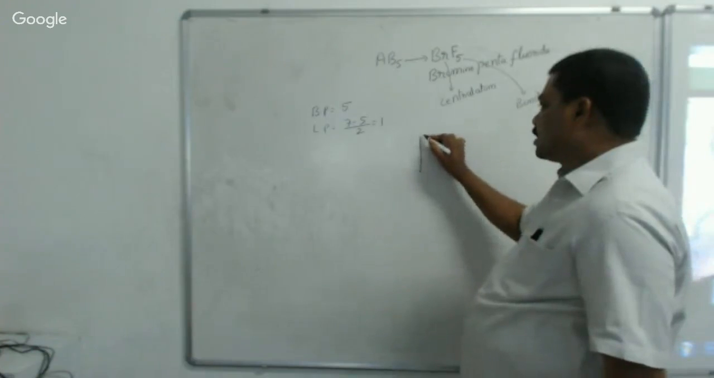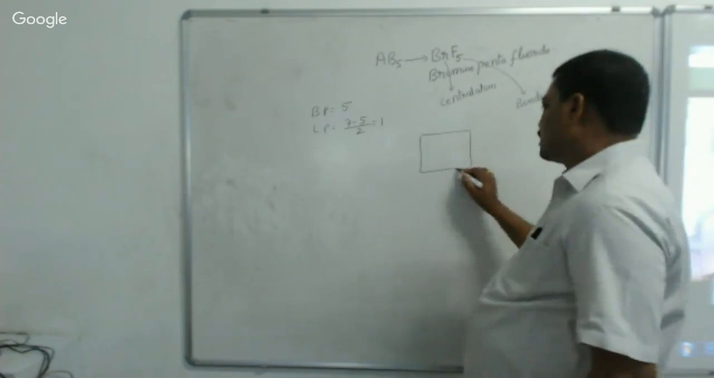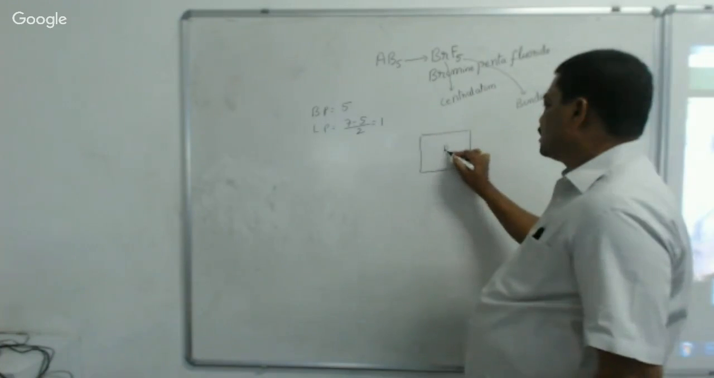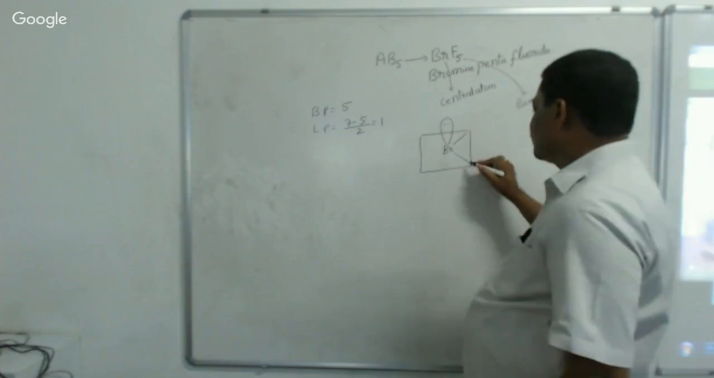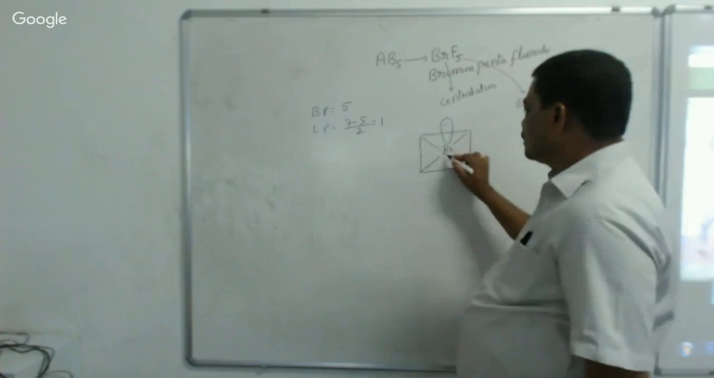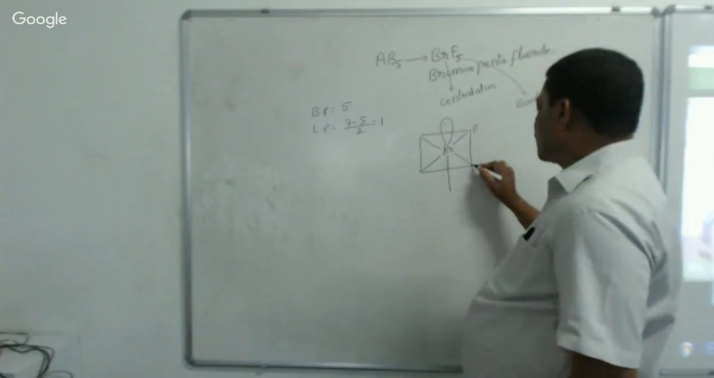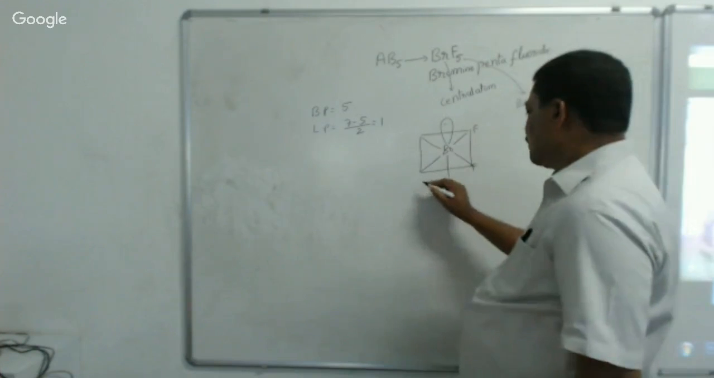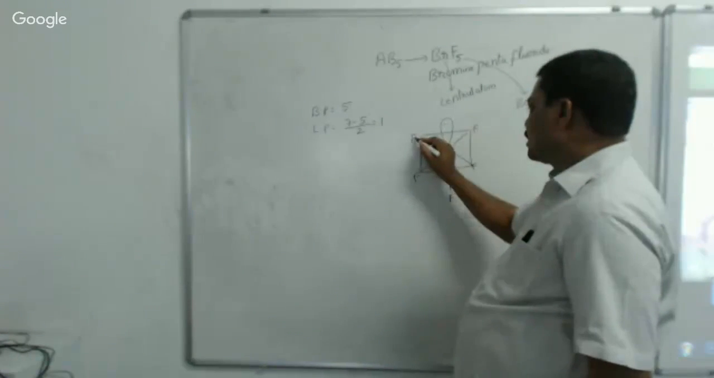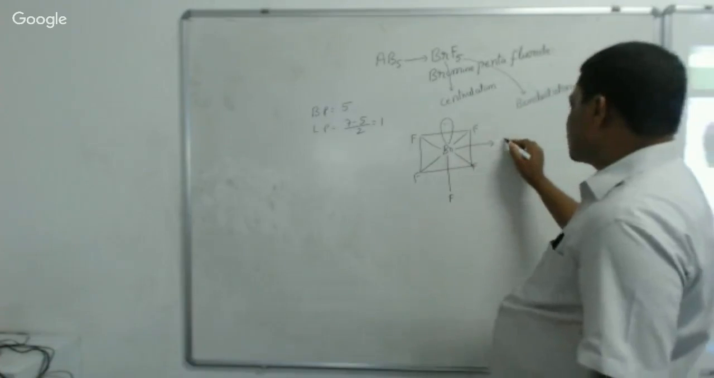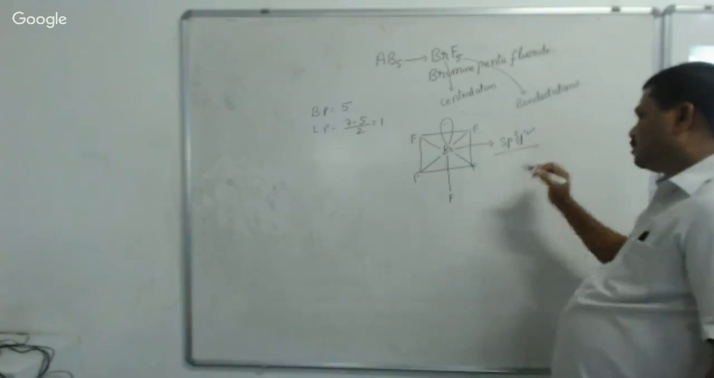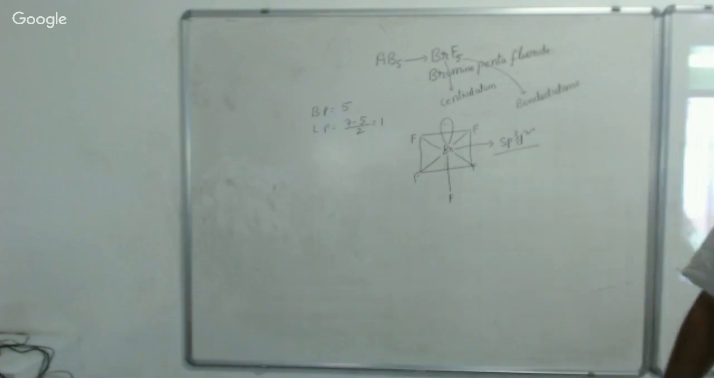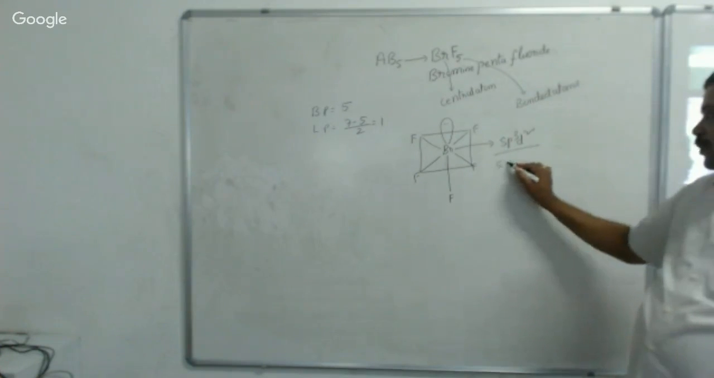Whenever the total pairs are 6, it should be octahedral. Look at this, because of the lone pair, total pairs are 6, meaning sp3d2. Expected shape is octahedral, but the observed is square pyramidal.